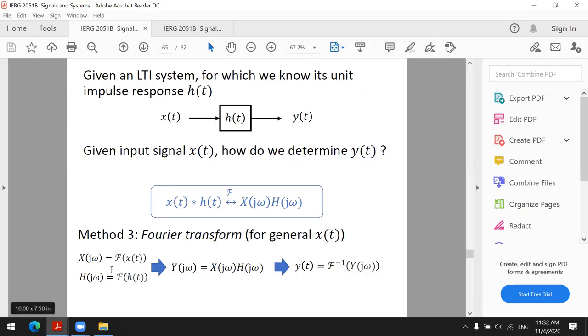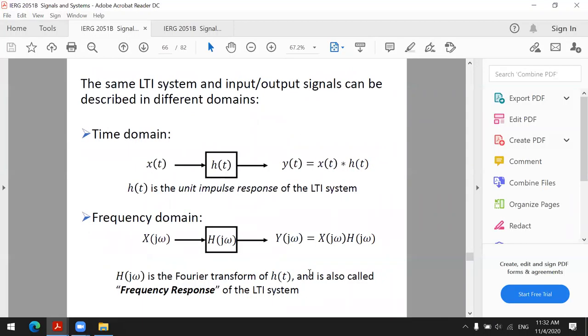First, we calculate the Fourier transform of both the input x and the unit impulse response h. Just multiply these two Fourier transforms, and this is the Fourier transform capital Y of the output of this system. Then the output signal y of t is just the inverse Fourier transform. So given the same LTI system, we can represent its response in the time domain and the frequency domain. They are equivalent. In the time domain, the output is the convolution between x and h. In the frequency domain, the output is just the input multiplied by capital H, which is called the frequency response of the LTI system.